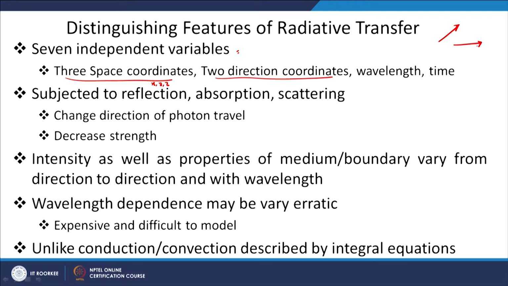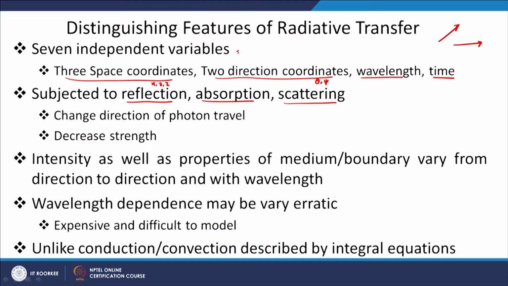So, intensity of radiative heat transfer depends on the direction of motion of photons. There are 2 directional coordinates; normally the direction is represented by 2 angles, polar angle theta and azimuthal angle psi. So, 2 angles are required to represent the direction, and then we have wavelength and time. So, these 7 independent variables make the problem very challenging.